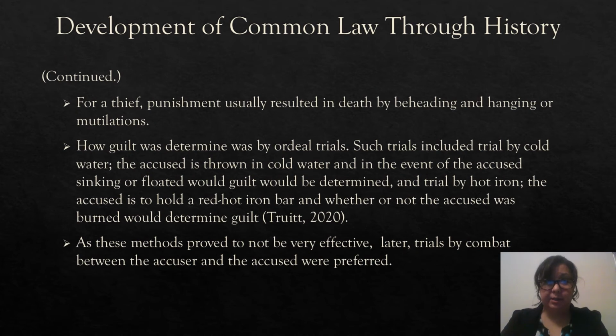Punishments for things such as theft were usually very harsh, such as death, beheading, hanging, or even mutilation. A lot of these trials determined guilt by ordeals, which included cold water, where they had to sink or float to determine whether they were guilty, or a hot iron, where they had to hold a hot iron bar, and if they were burned, it meant that they were guilty. Of course, these were not very effective, so later on they decided to do trial by combat or trial by battle.